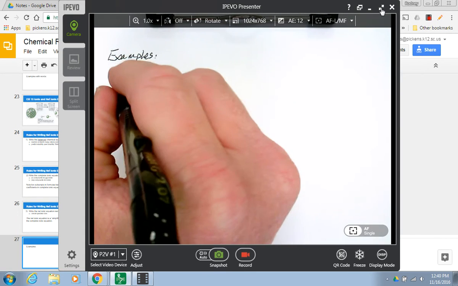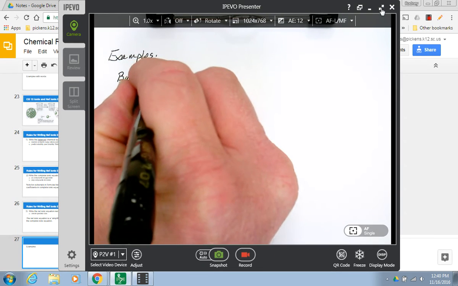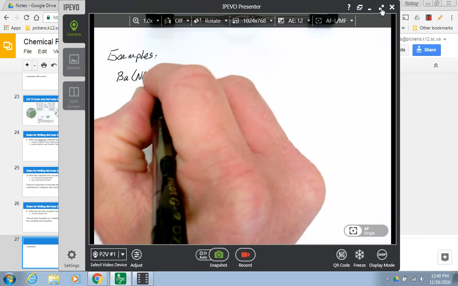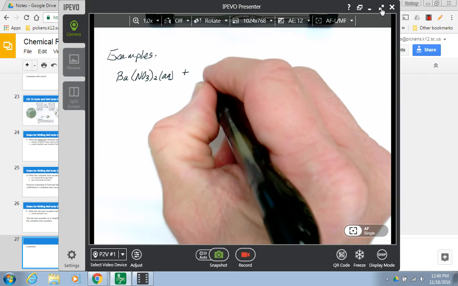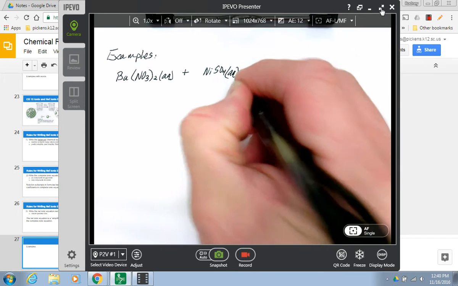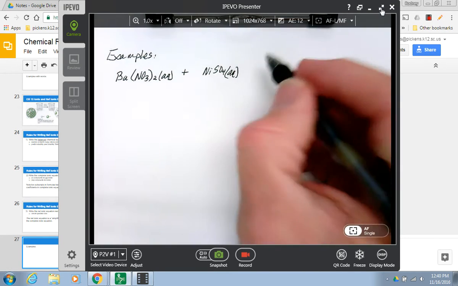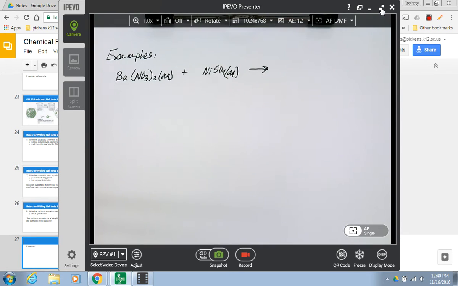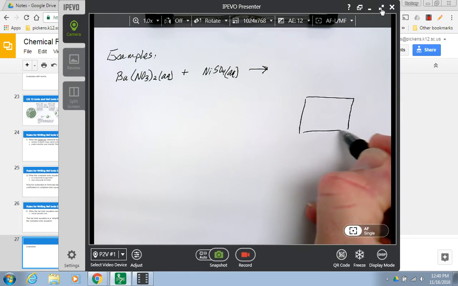So the first reaction we're going to do is barium nitrate, and nitrates are always aqueous, so be sure to check that. And nickel sulfate, which is also an aqueous solution. Then you're going to predict the product. You look at this and say, okay, that's one of those double replacement reactions. So the way I recommend doing that is, again, use that little scratch pad method.